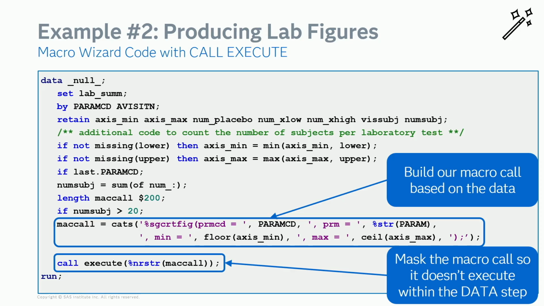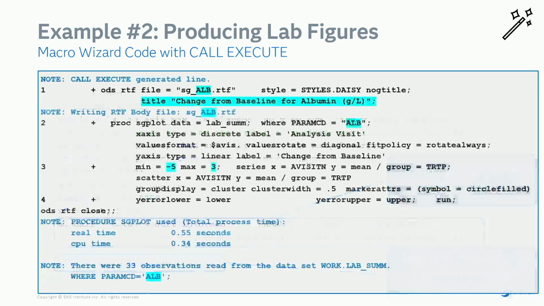Once we make that macro call submission, then the macro processor will replace those calls with the code that's generated by that macro. And you can see in our log, it shows you what code was generated by call execute. So for example, for our first lab test, albumin, you can see it generated the ODS RTF and the title statement and the proc SGplot. All that code was generated and then executed when that macro was called. So all we did was submit one data step that had the call execute, and of course we also had submitted our macro definition before that, and now it goes and calls the macro.